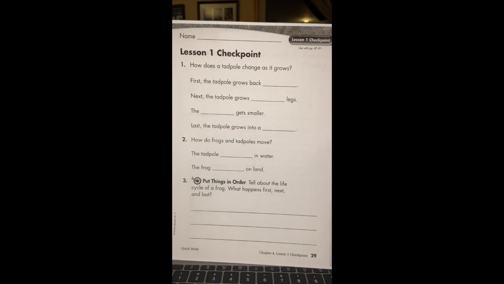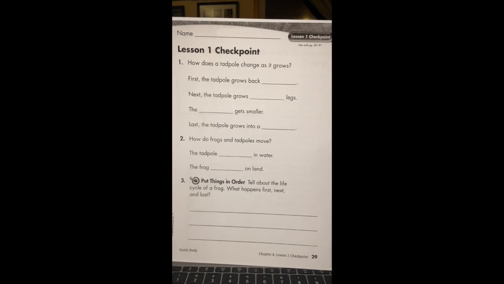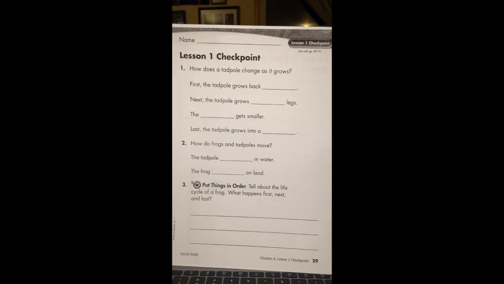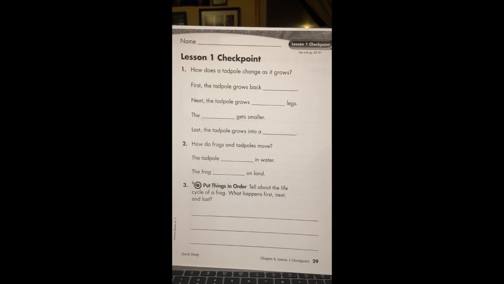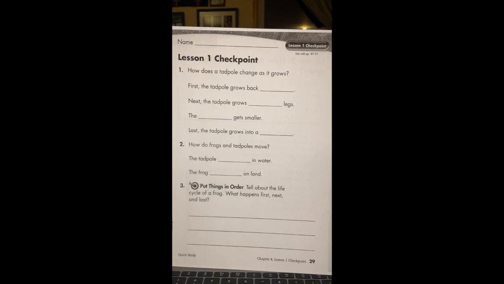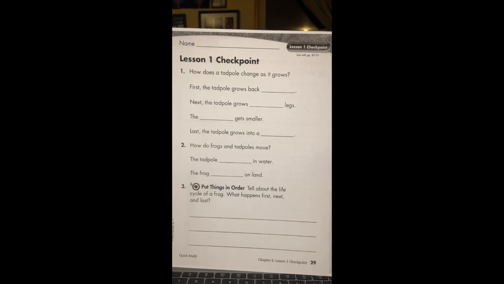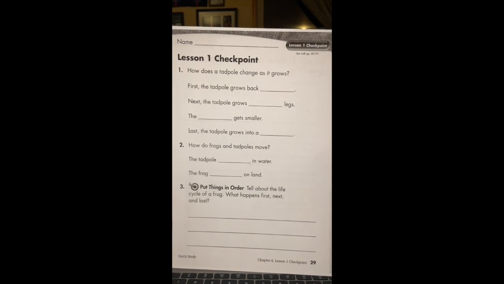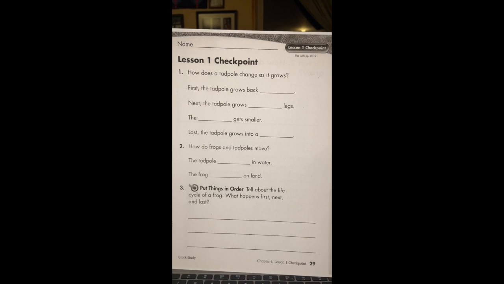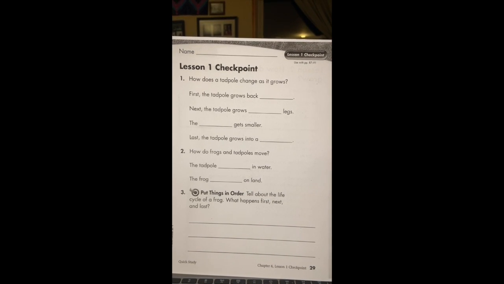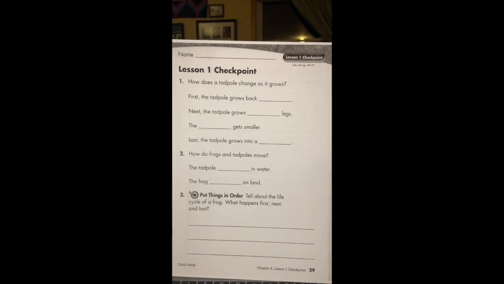Lesson 1 checkpoint. Number 1, how does a tadpole change as it grows? First, the tadpole grows back blank. Next, the tadpole grows blank legs. The blank gets smaller. Last, the tadpole grows into a blank. So fill in those blanks with the answers from our reading.